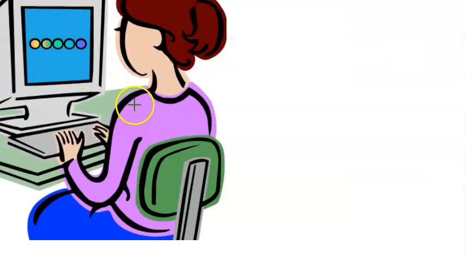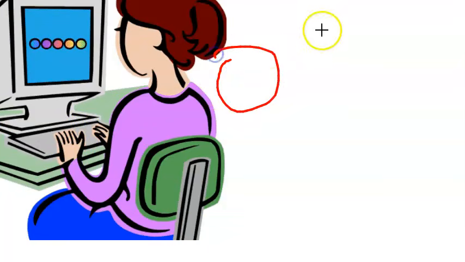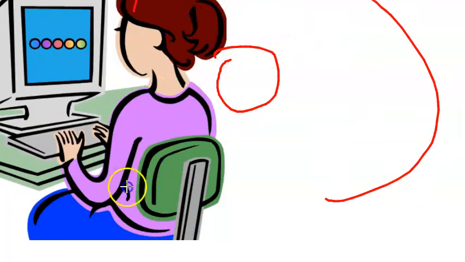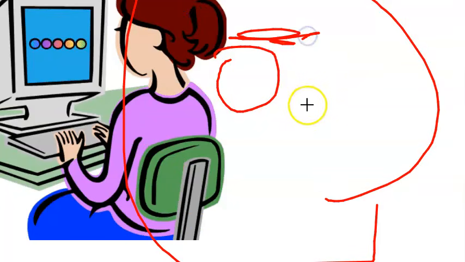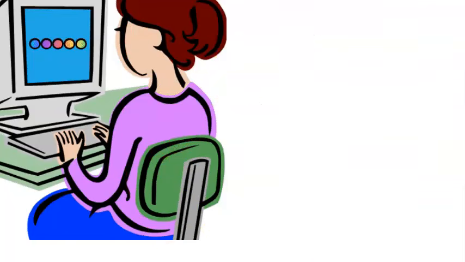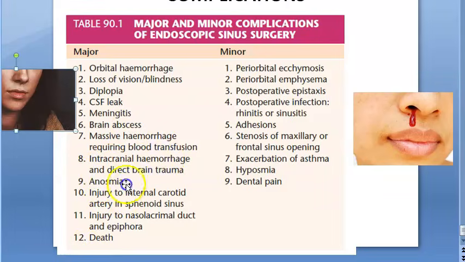So guys, we're done with the major complications of FESS surgery. So usually it is intraorbital, intracranial, everything to do with the brain. And then some internal carotid artery because of the sphenoid sinus. Then what else did we see? Death. They have written death. Then they may need blood transfusion. Then nasolacrimal duct can get affected. Again, a lot of ophthalmic things they have written here, right?